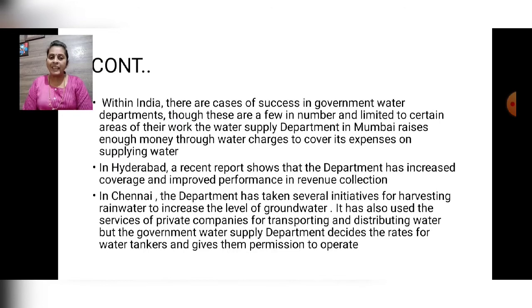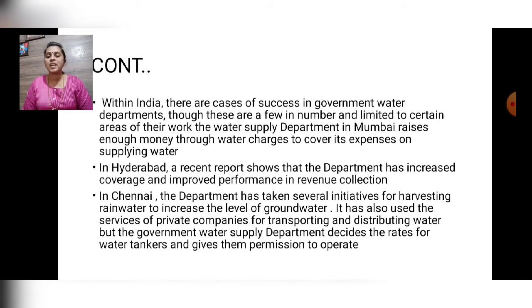Within India there are cases of success in government water departments. So in India the success rate is high, though these cases are few in number and limited to certain areas of their work. The water supply department in Mumbai raises enough money through water charges to cover its expenses on supplying water. That means one thing is sure, that Mumbai people have to pay more for water supply.